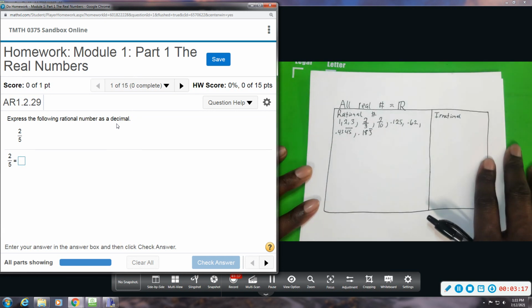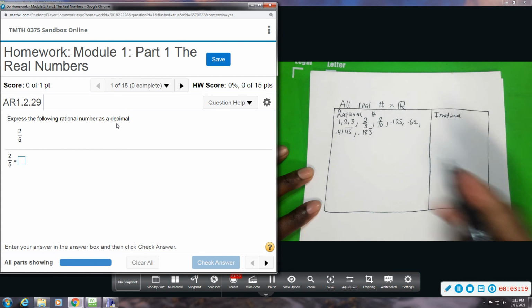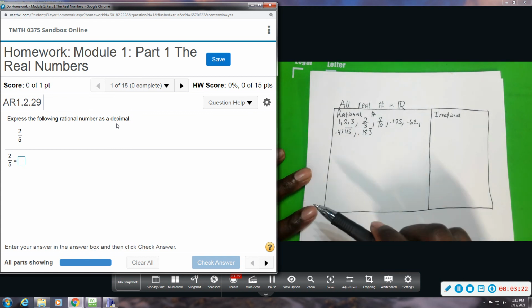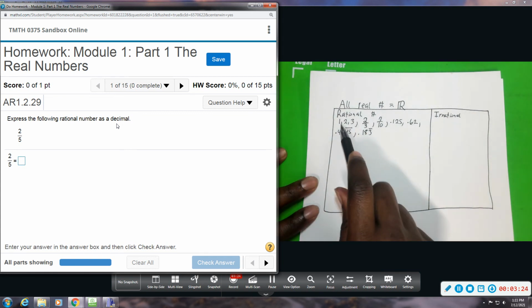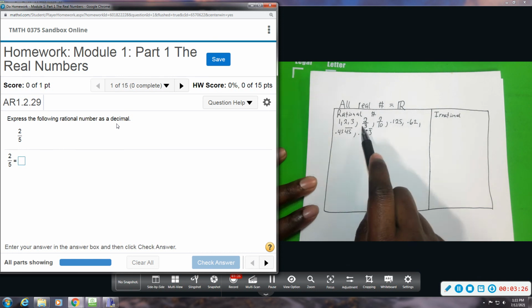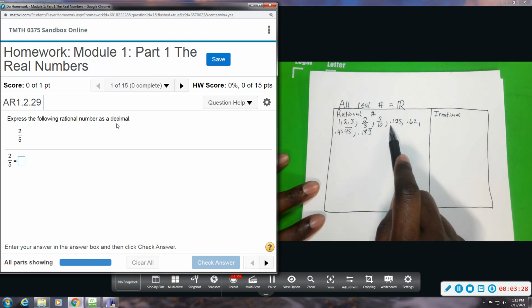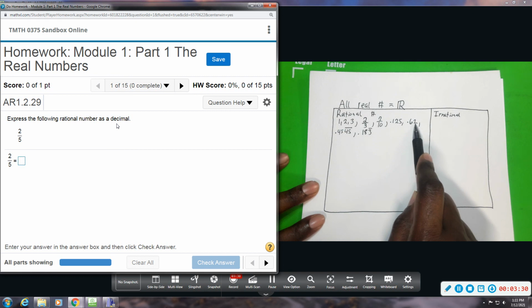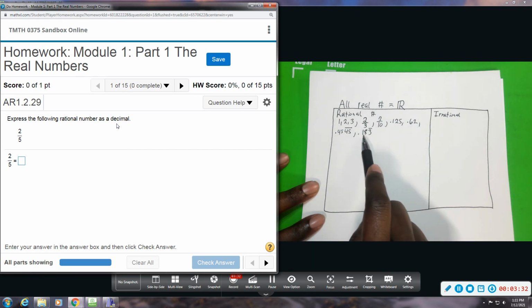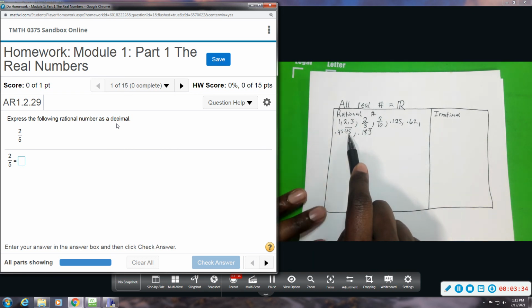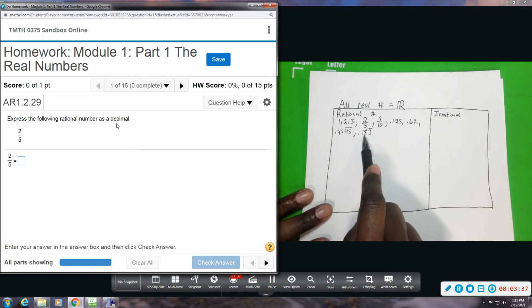It goes on forever. So rational numbers, again, are numbers that can be put in fraction form. So that would include whole numbers, fractions, of course, decimals that stop or terminate, and decimals that go on forever, but they have to repeat. So they have to have some kind of repeating pattern.